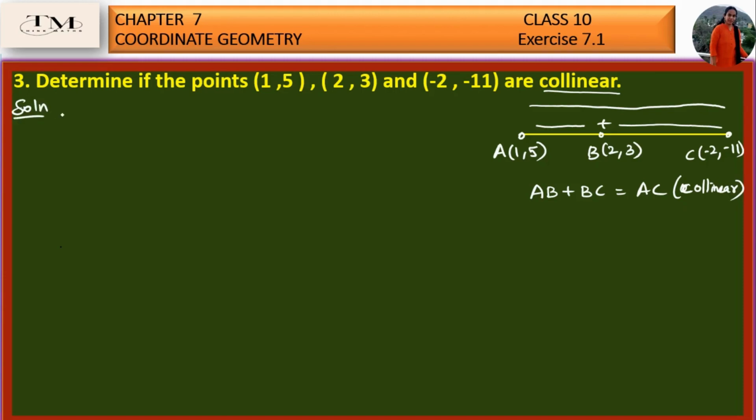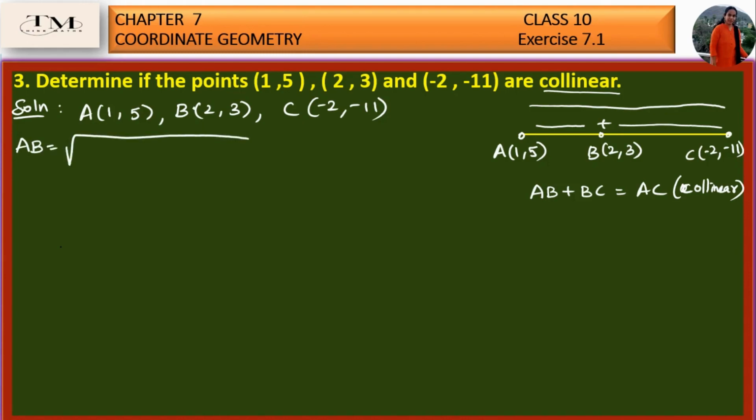So let us name these points as A of (1, 5), B of (2, 3) and C of (-2, -11). So first we must find AB. AB is nothing but the square root of (x2 minus x1) whole square plus (y2 minus y1) whole square. So (2 minus 1) whole square plus y2, y2 is 3, y1 is 5.